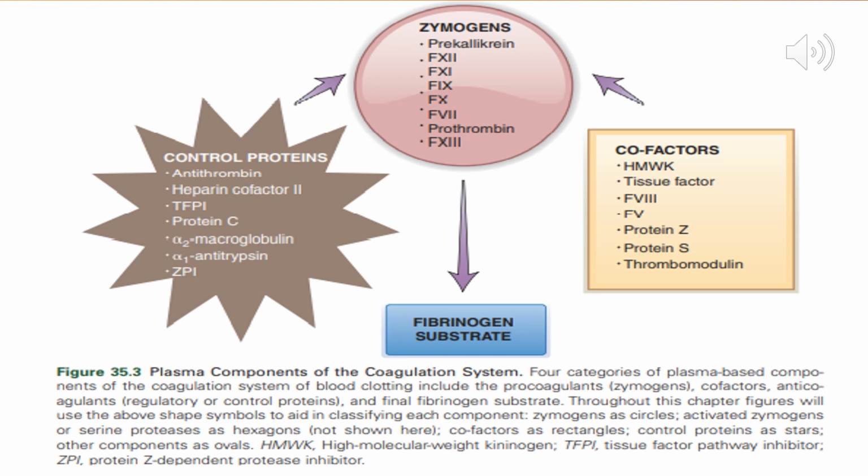So this is a diagram showing the plasma components of the coagulation system. So there are four categories. So first are what we call the zymogens. So these are enzymes that circulate in an inactive form. So namely, this is a prekallikrein, factor 12, 11, 9, 10, 7, prothrombin, and factor 13.